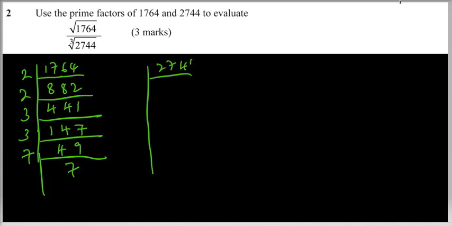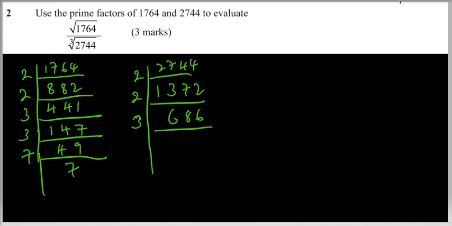2744. We can divide by 2. This will give us 1372. We divide again by 2. We'll get 686. We divide again by 2, we get 343. We can now divide by 3, that is not possible. We divide by 7, let's try 7.